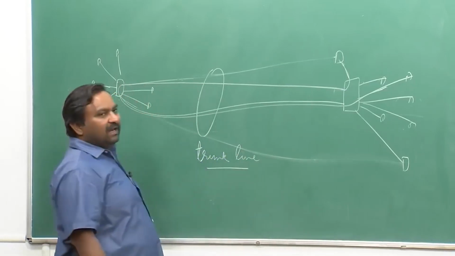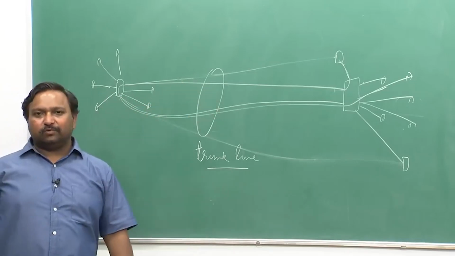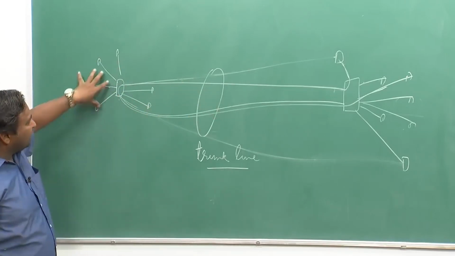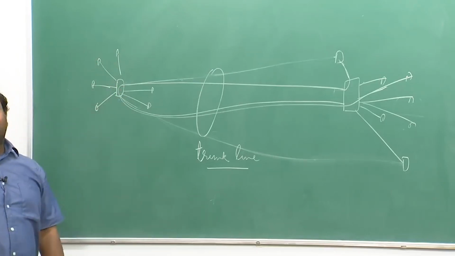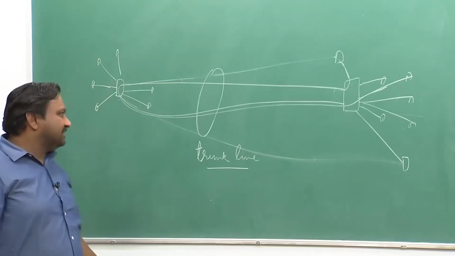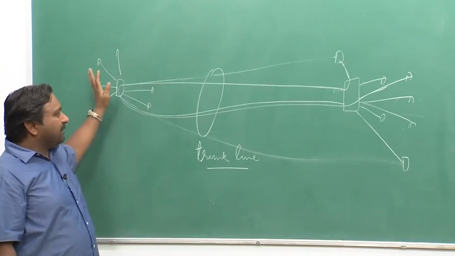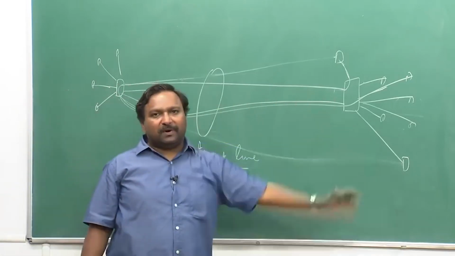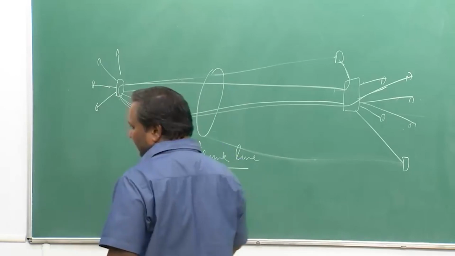So, trunk lines are the lines which will connect or interconnect the exchanges or the switches. The lines which actually connect the subscribers or the users to the switch are known as the subscriber access part. Okay. So, subscriber access part, and this is known as the core part. So, normally the topology which will be there.